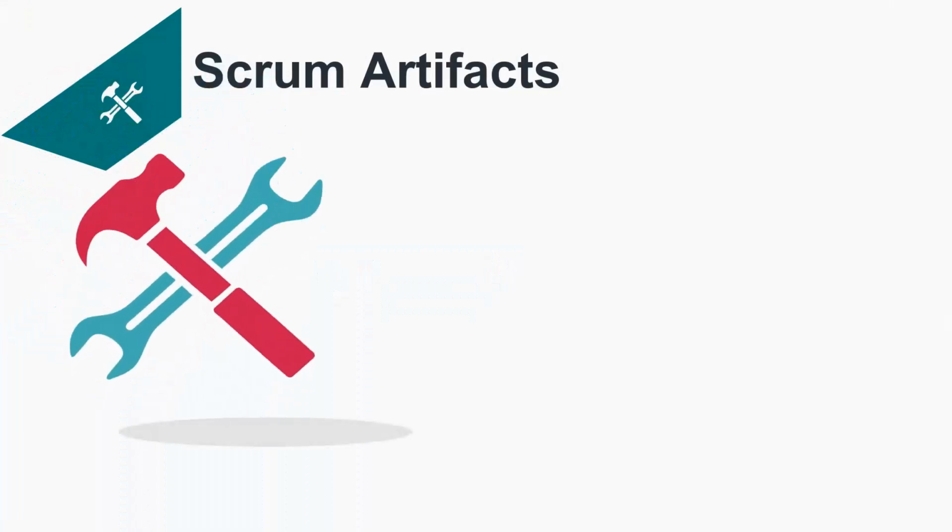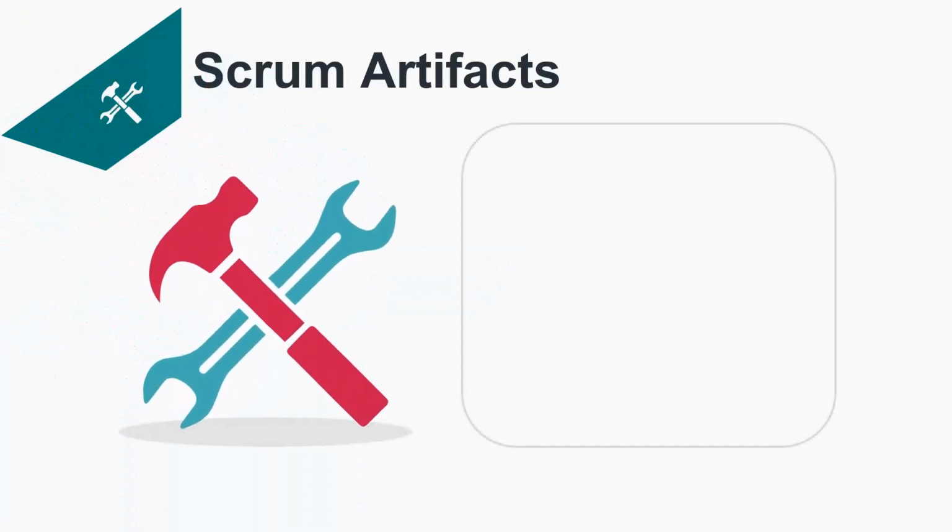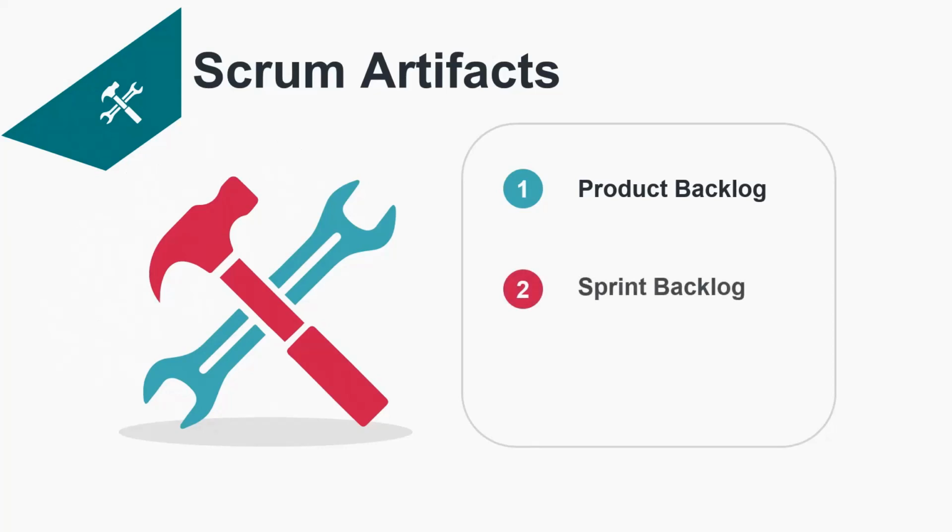So the first artifact is the product backlog. The product backlog is the list of all tasks and requirements related to the product. Higher ordered backlog items are usually clearer and more detailed than lower ordered ones. A product backlog is never complete and it lives as long as the product lives. Sprint backlog. This is the list of all tasks and requirements selected for a sprint to complete. Also, it includes a plan on how the team is going to deliver those items and realize the sprint goal.